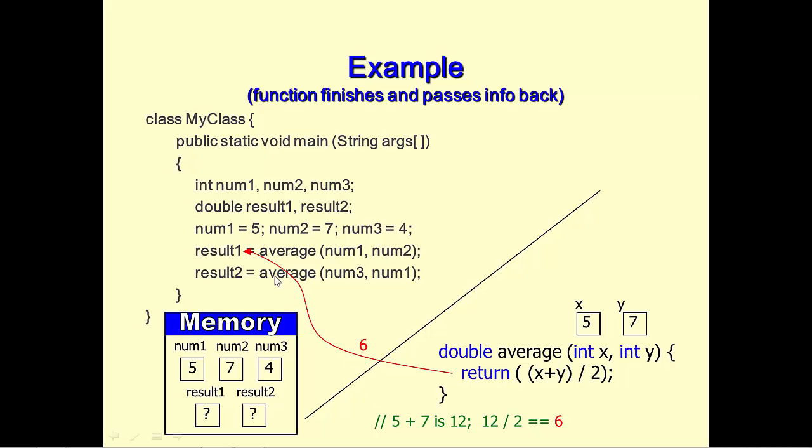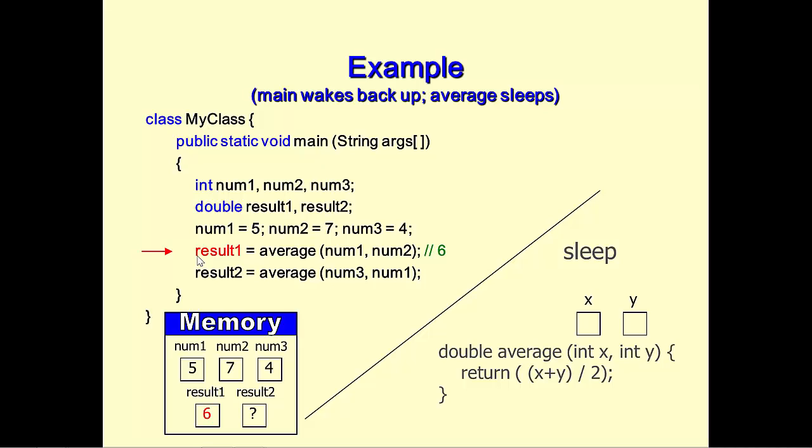It's going to go back here into result 1. So you need to look at it as a two-way street, right? Our parameters here go into the function right here into x and y, and then we return something back, and that goes back here to main, and then in this case, we're going to put it into this variable result 1. Okay, so the end result, after everything's said and done, we're going to put a 6 into result 1.